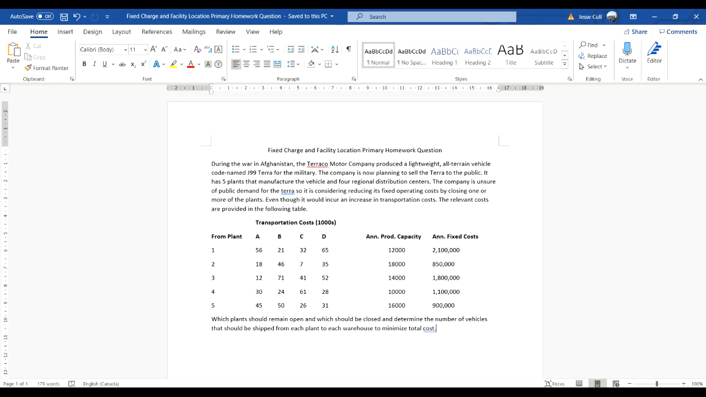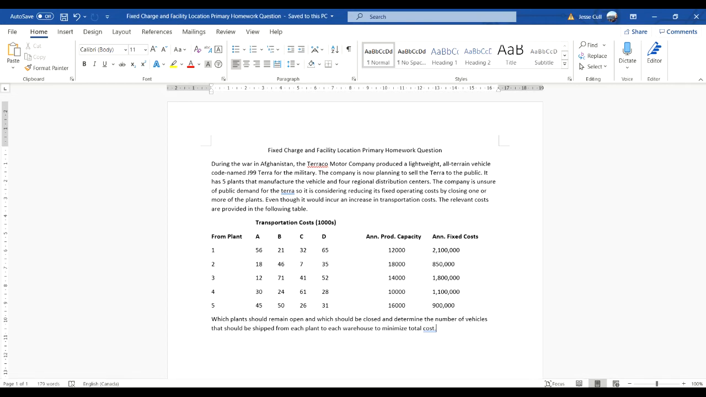So, without further ado, let's have a look at a fixed charge and facility location homework question. This is the homework question that was assigned to you. I expected you not to do it and not to complete it successfully because it is quite difficult. That's why we're going to devote this entire session not to solving the problem, but to formulating the problem. So let's have a look at the question.